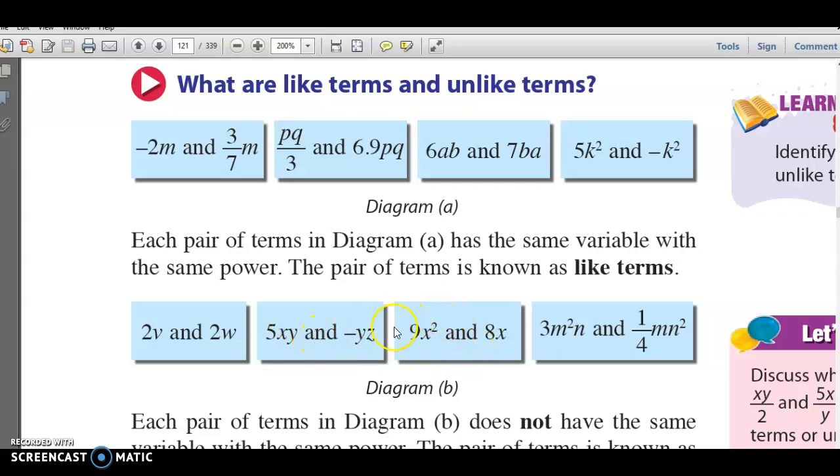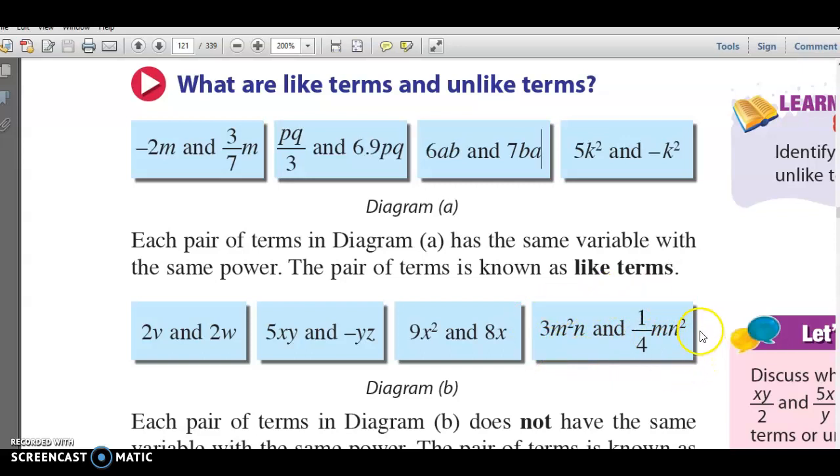Now we look at another example, 6x to the power of 2 and 8x. Even though both terms use the letter x, the difference will be the power. The power of 2 here, the other doesn't have a power of 2, so this is also categorized as unlike terms. Now we look at the last example over here, 3m to the power of 2 n and 1 over 4 m n to the power of 2.